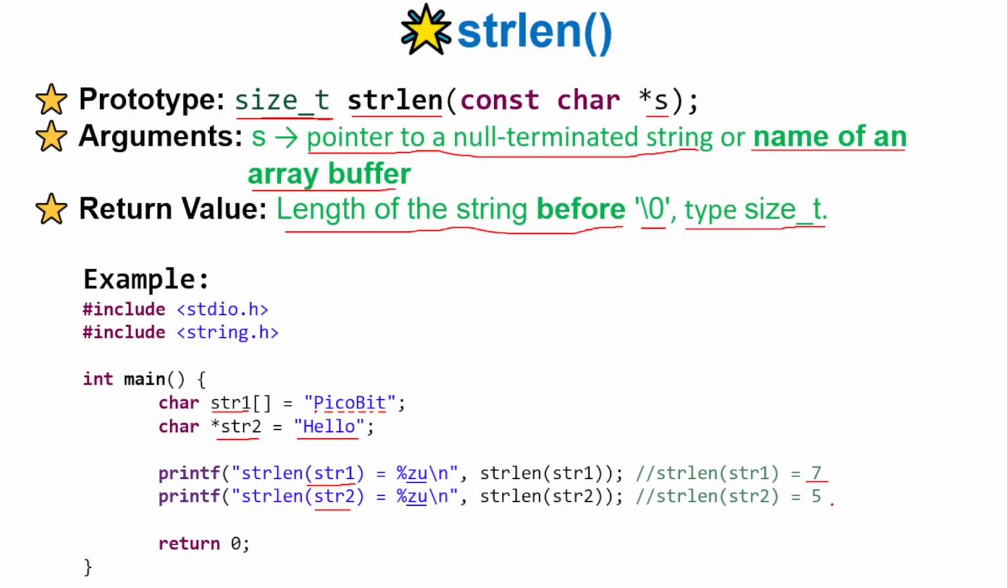Again, excluding the null terminator. The program then prints these values, so the output becomes strlen(str1) equals 7 and strlen(str2) equals 5, clearly showing how the strlen function reports only the character count of the string contents.